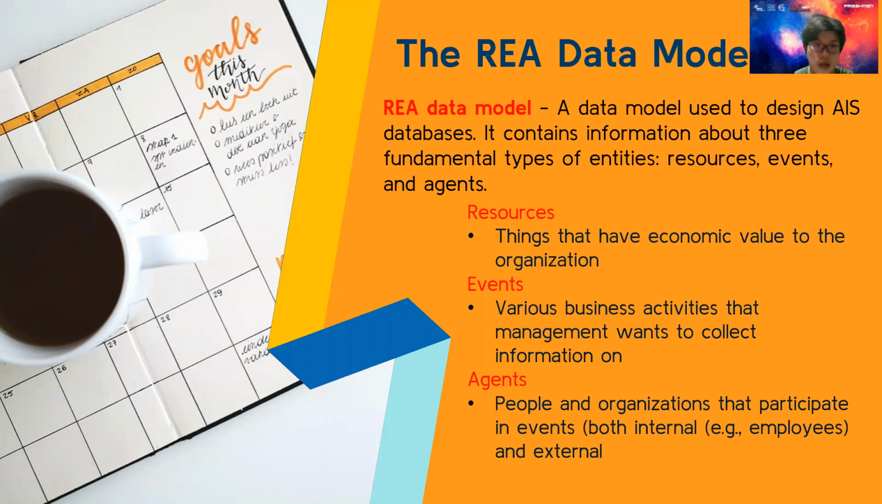The REA data model. The REA data model is a model used to design AIS databases. It contains information about 3 fundamental types of entities: resources, events, and agents. 1. Resources, things that have economic value to the organization. Example, like inventory or cash. 2. Events, various business activities that management wants to collect information on. 3. Agents, people and organizations that participate in events. Example, like employees and external parties.